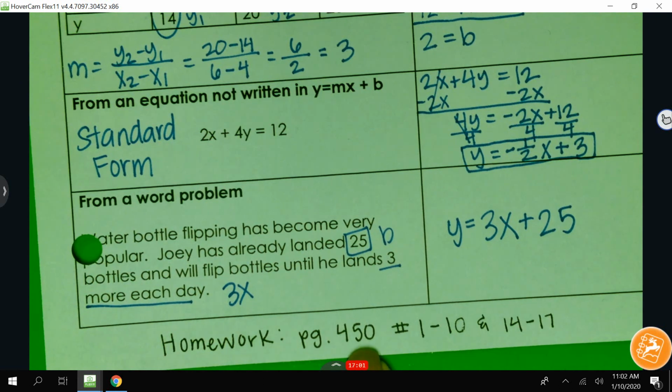So your homework is in your book. It's 1 through 10 and then 14 through 17. I don't believe any of these are graphing. Haven't looked. I need to look. If you are graphing something, make sure you graph it on graph paper, but I'm pretty sure you're just writing all equations, so you shouldn't need graph paper. Those first 2 rows, you can go ahead and get a book.